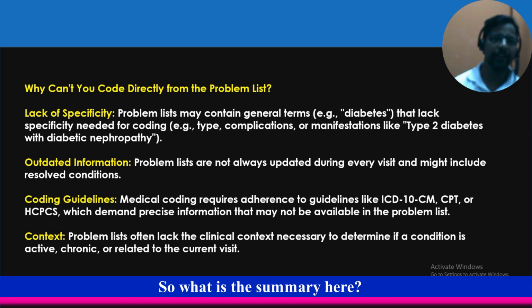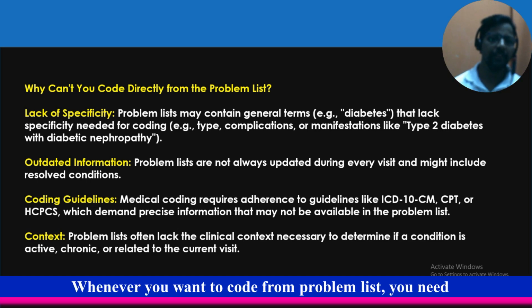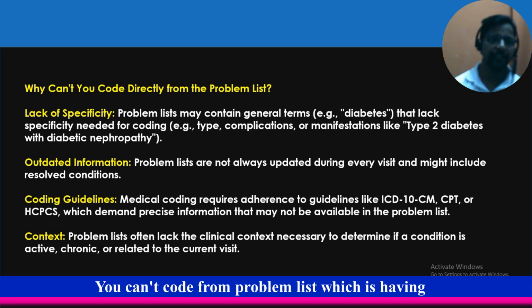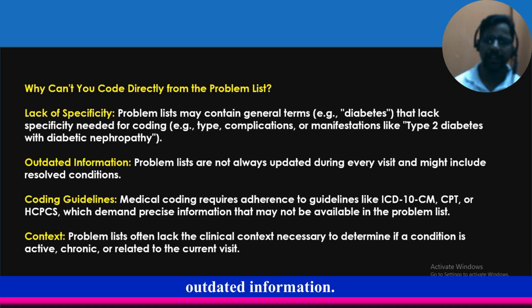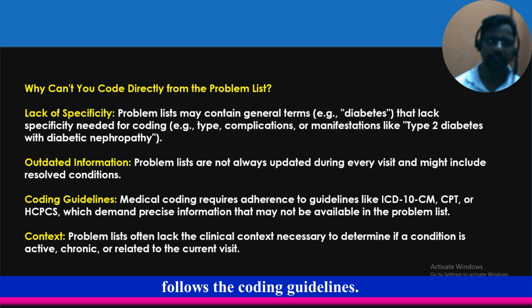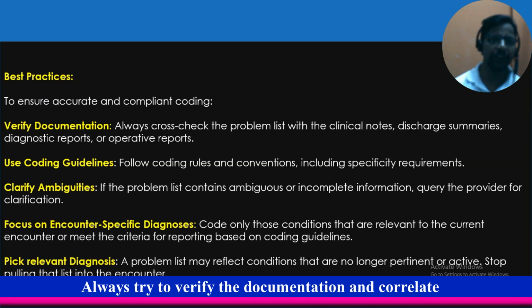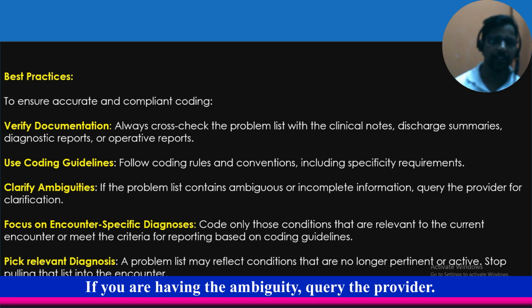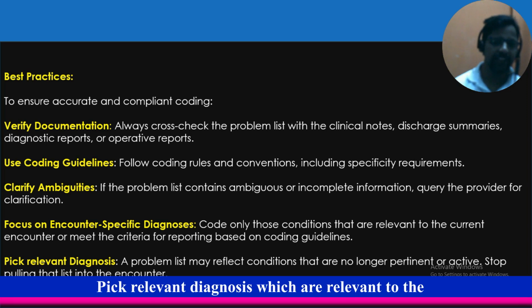So what is the summary here? Whenever you want to code from the problem list, you need to check for specificity. You can't code from a problem list that has outdated information. And don't code from a problem list that does not follow the coding guidelines. Also you need to code based on the context. Always try to verify the documentation and correlate with other diagnostic documentation. If you have ambiguity, query the provider. And always focus on the encounter specific diagnosis and pick diagnoses which are relevant to the current encounter.